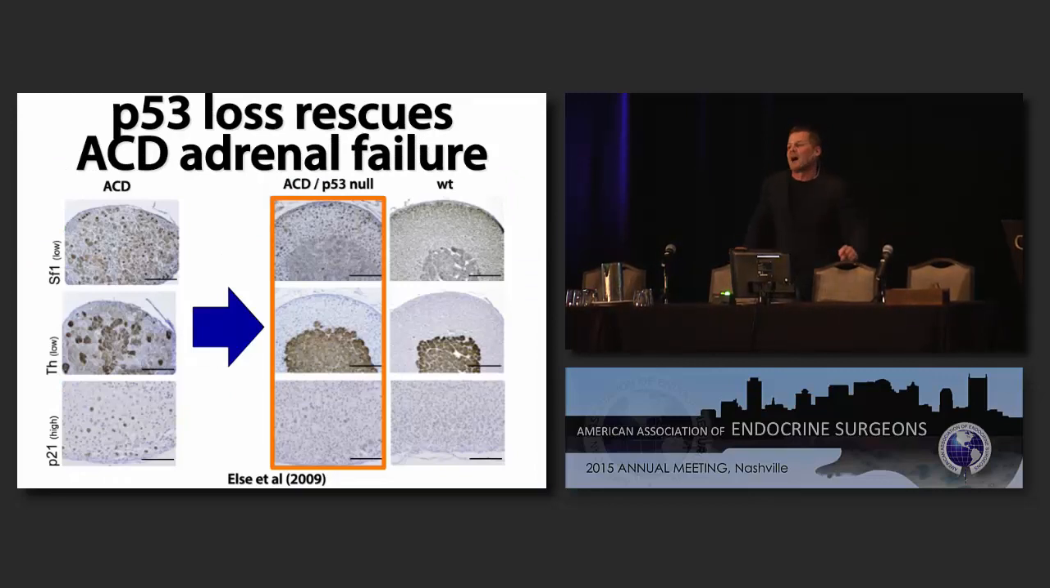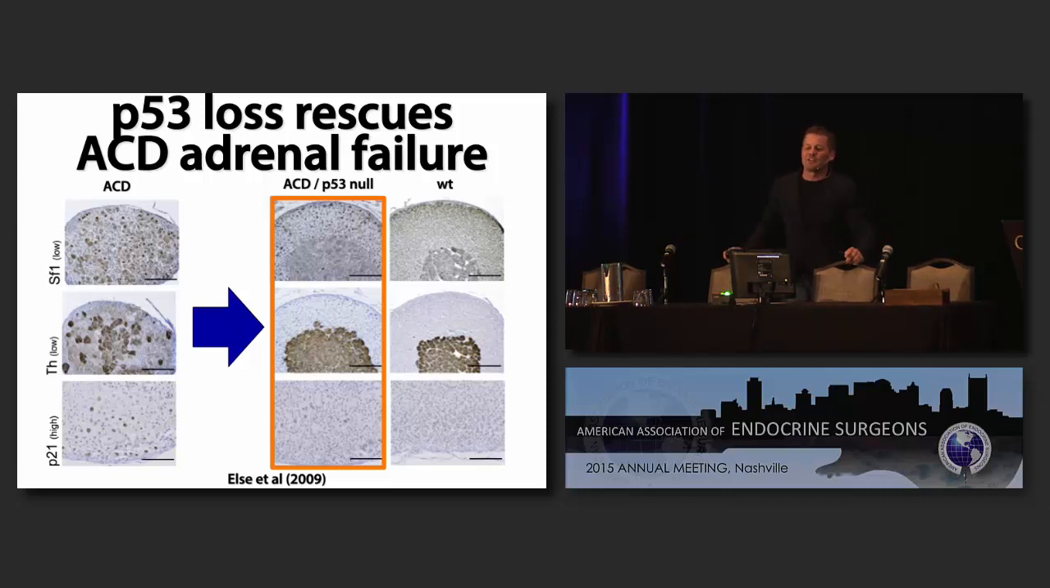In the middle orange box shows you the rescue. The adrenal gland was rescued with zonation and with function, without P53. Consistent with the sheltering complex protecting the telomere in the progenitor cell, these mice having progenitor cell failure being rescued by P53 loss. This was fine and good with the following caveat.